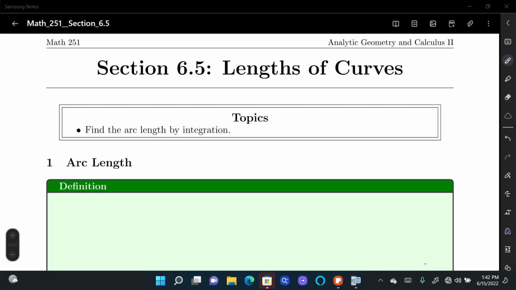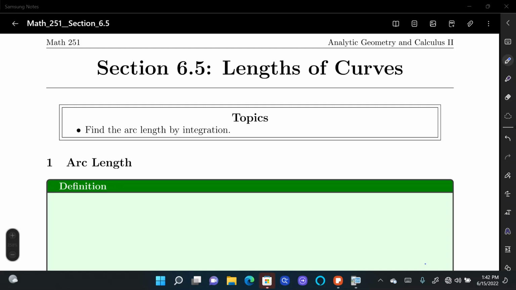Chapter 6 is about applications of the integral. In Calc 1 you covered a few applications such as finding the area under the curve, which ultimately is where everything stems from. That's the definition of the integral, the area under the curve between the points A and B. And then what else did you do?